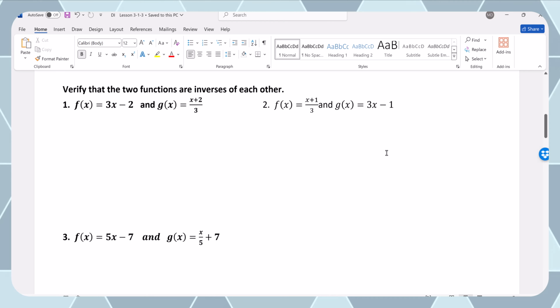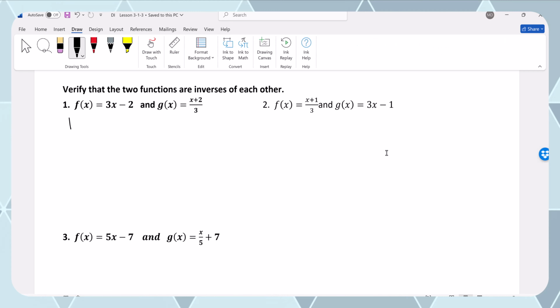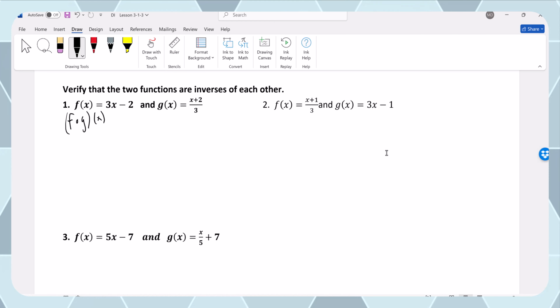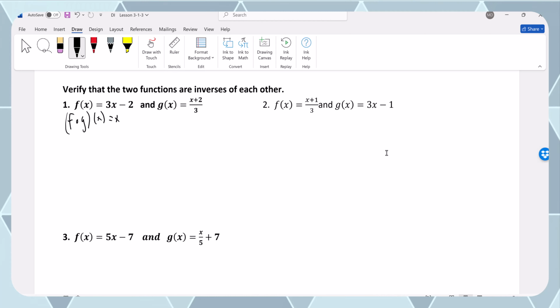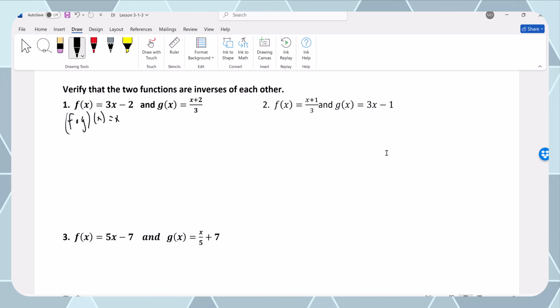So it says verify that the two functions are inverses of each other. Now the definition says if you have f of g of x, it's going to equal x. Meaning if you plug one function into the other, they will undo each other and you're left with x.